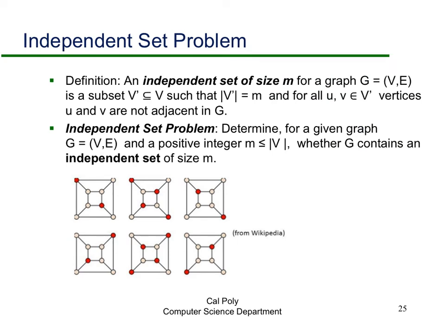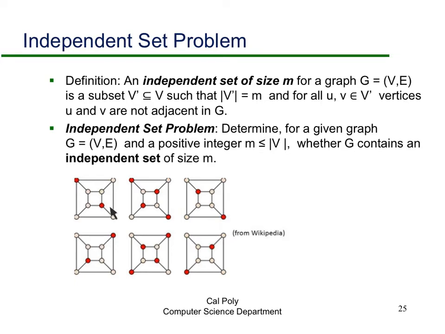An independent set is a set of size m of the vertices in a graph. So we're going to have a subset of the vertices, V prime. V prime is going to be of size m, and the big constraint is that for all vertices in the independent set, none of them are adjacent to one another. So all the pairs of vertices in here are non-adjacent vertices. The independent set problem is going to be to determine, for a given graph and some positive integer m, whether G contains an independent set of that size m.